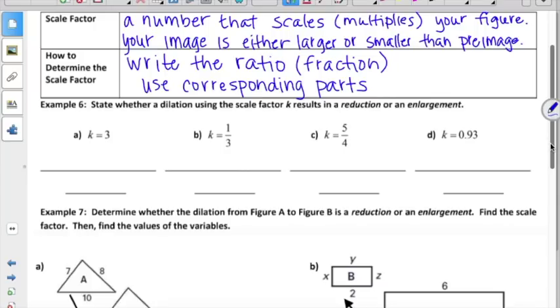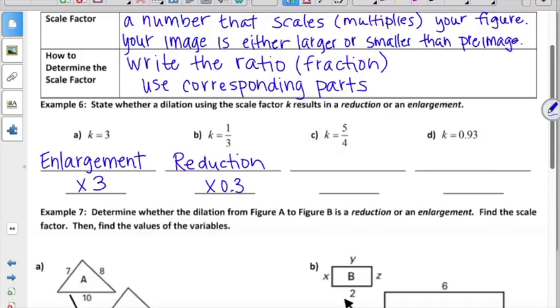The next one, k equals 5/4. Well, it's a fraction, but it's an improper fraction. We could turn it into a mixed number. 4 goes into 5 once with 1 left over, and the 4 stays the same. So that's actually more than 1. It's 1 1/4. So that would be an enlargement. And we would take our coordinates and multiply them by 1.25. 1/4 is 0.25.